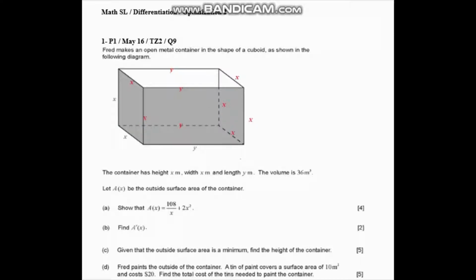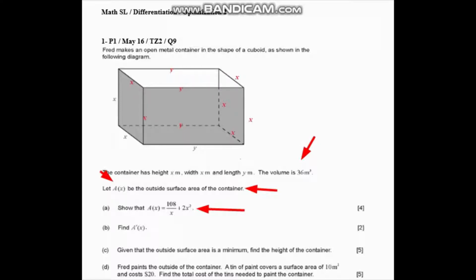Now, we are given that the volume is 36 meters cubed, and the outside surface area of the container is given by A of x. We want to show that A of x is given by this expression, 108 over x plus 2x squared.